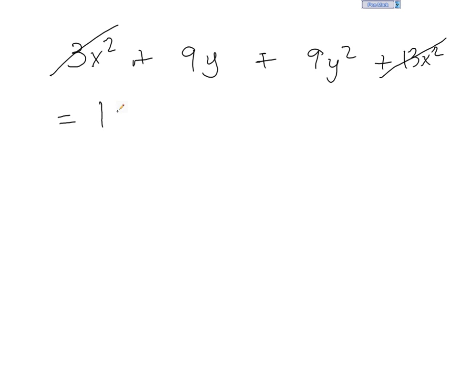So I have a total of 16 x squareds. And now I have just y's and y squareds remaining. But y's are not the same thing as y squareds. They're different objects entirely. So I have 9 y squareds, and then I have 9 additional y's.